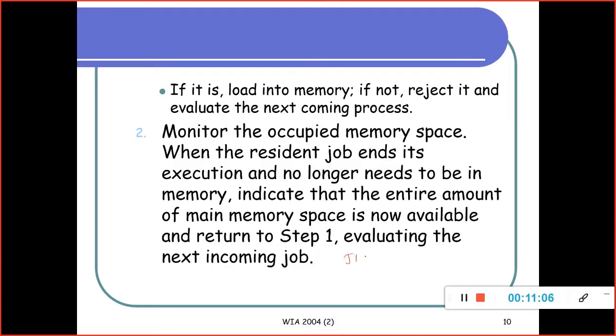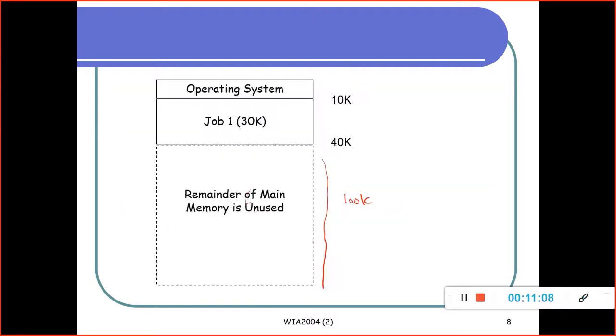So like job one is 30K, job two is 50K. When job one finishes, this block of memory will be deallocated and job two will enter the memory.